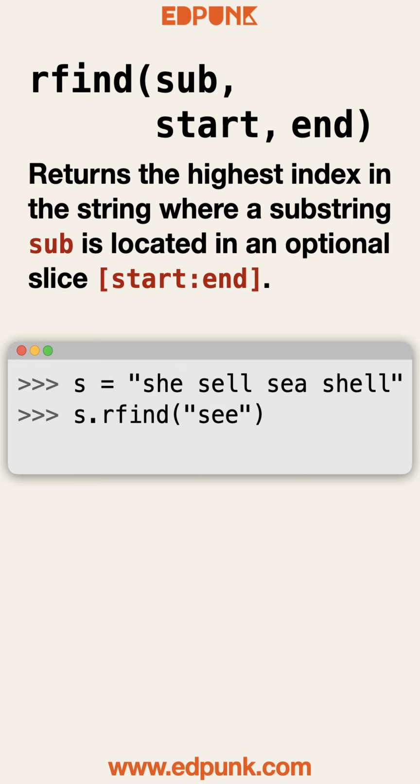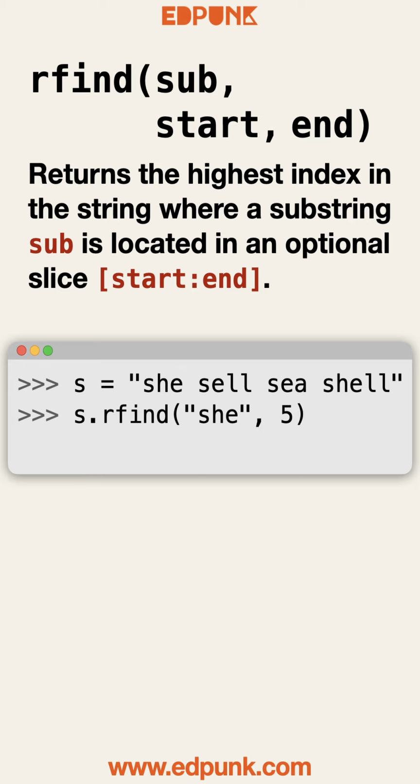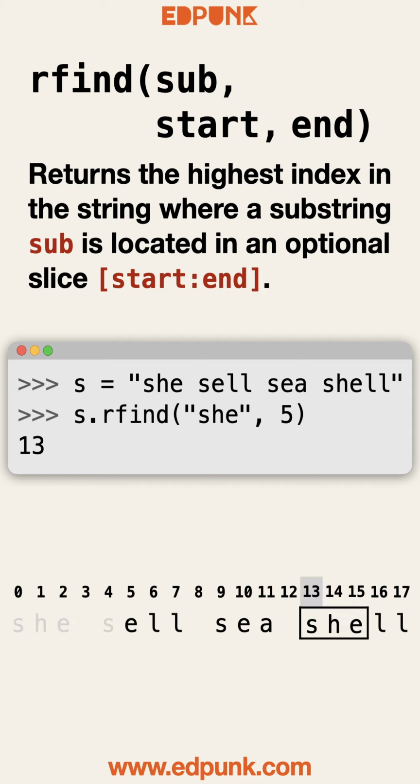Let us take another case where we execute s.rfind c. As the method is not able to find any substring c, it returns -1. Let us take another case where we execute s.rfind she, 5. Now the new search string starts at index 5. The method is able to locate an occurrence starting at index 13, after which there is no more occurrence, so it returns 13.